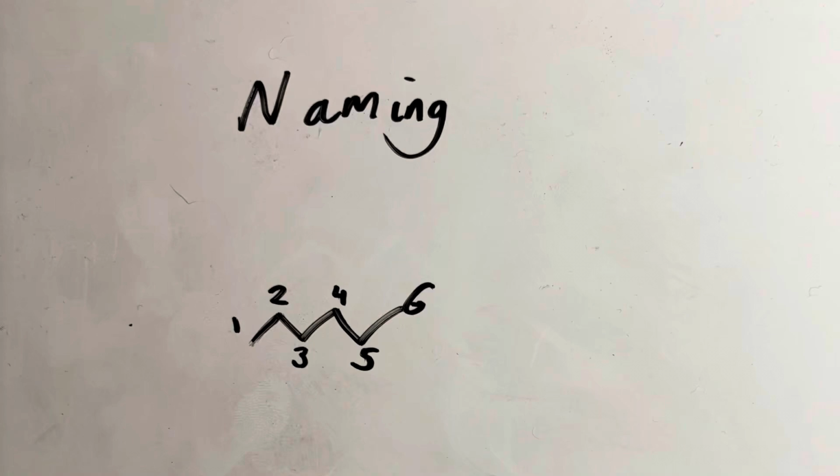OCR A A-level chemistry, module 4. Let's go. The first thing in this part of the spec is naming.